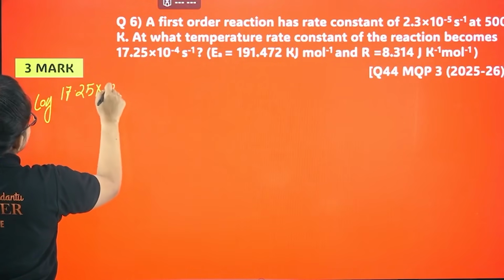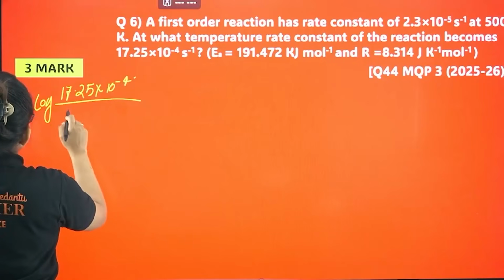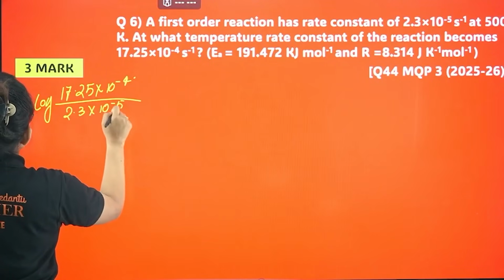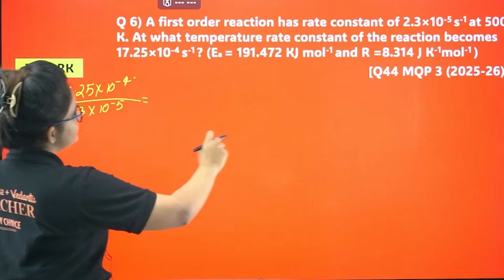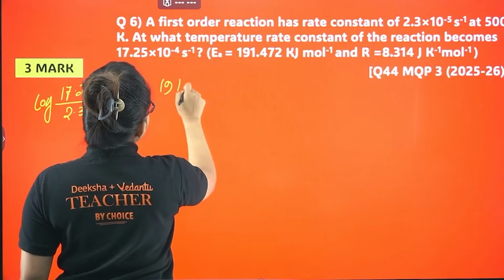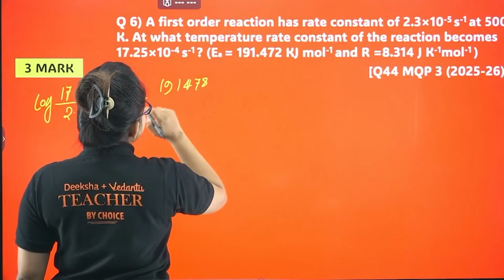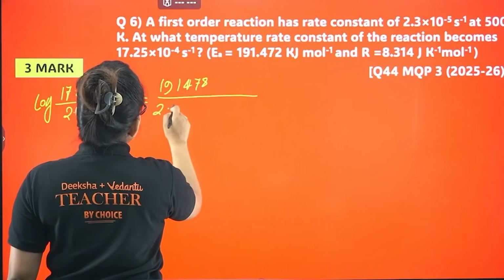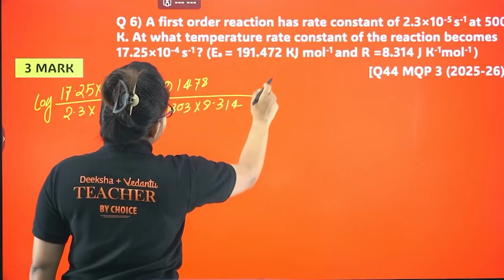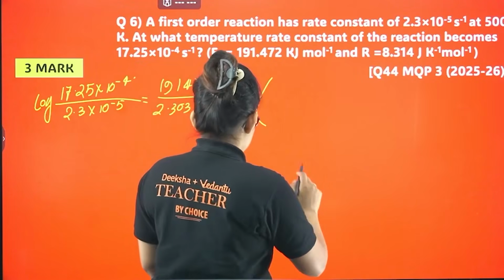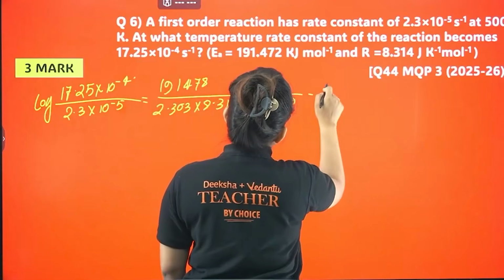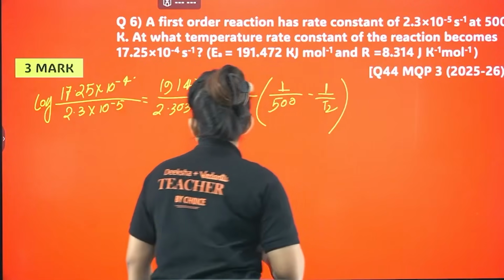17.25 into 10 power minus 4 divided by 2.3 into 10 power minus 5. Equals to, Ea value is given as kilojoule, we will convert it into joule. So 191478 divided by 2.303 into 8.314 into T2 you have to calculate, right? So 1 by 500 minus 1 by T2, that's it.